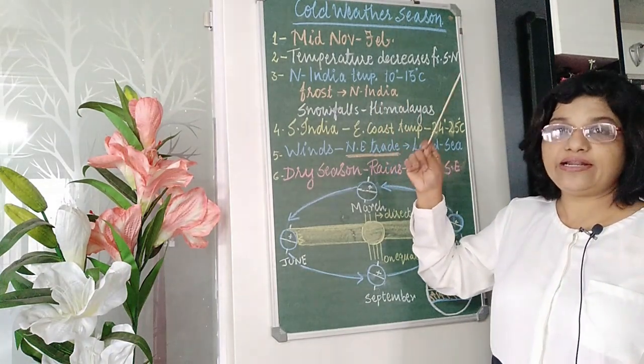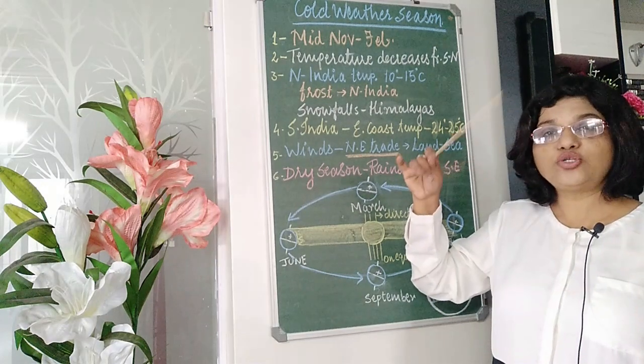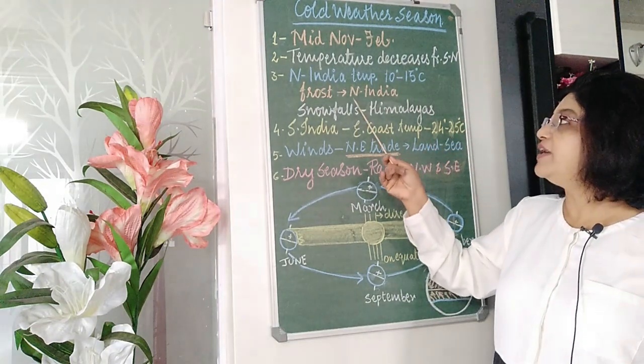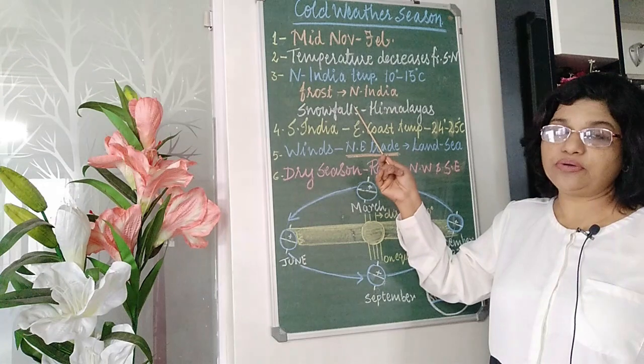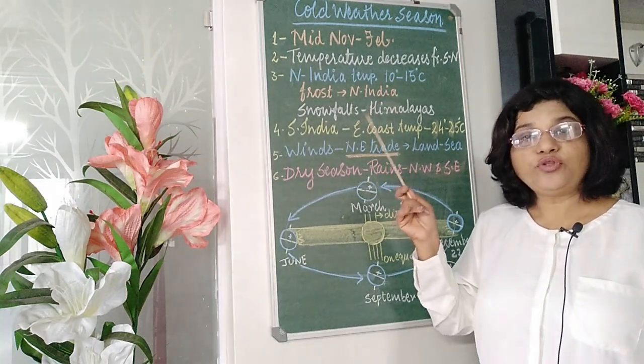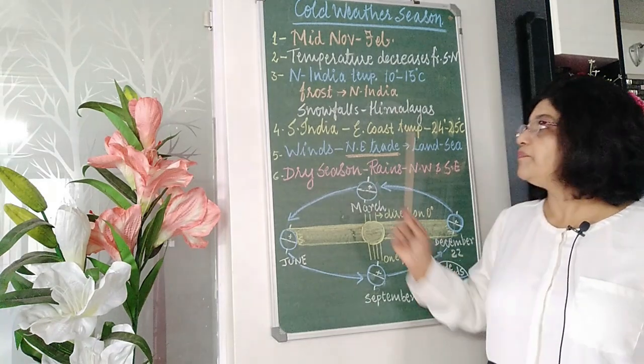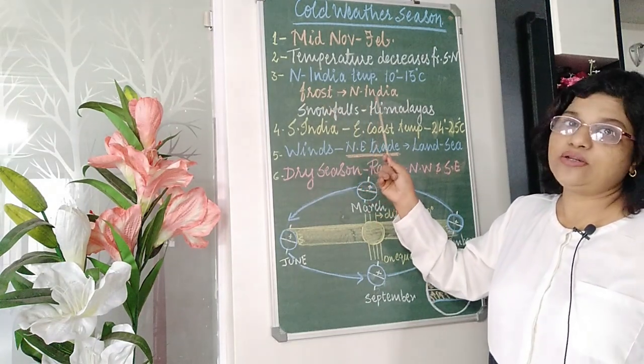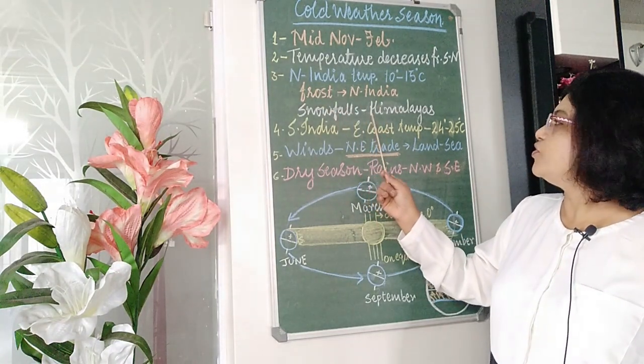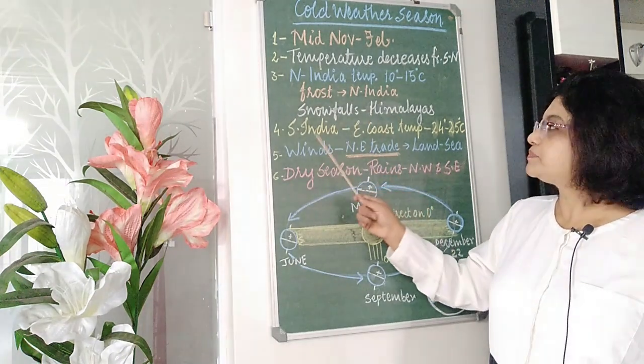If we move ahead from the Ganga plains towards the Himalayan sides, we find that the temperature really goes down, and it also goes down to minus 45 degrees in a place called Dras in Ladakh. Frost is common in northern India and snow falls in the Himalayas.